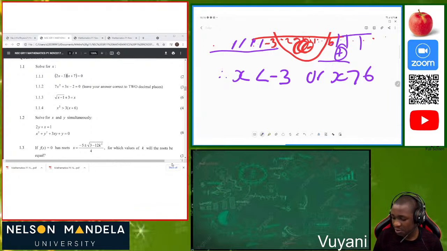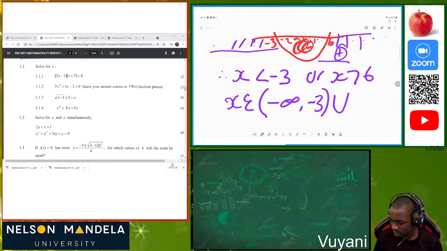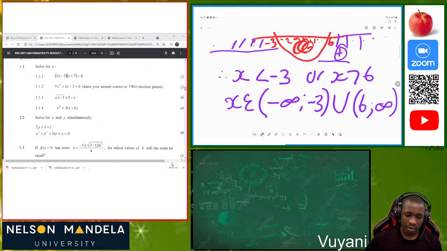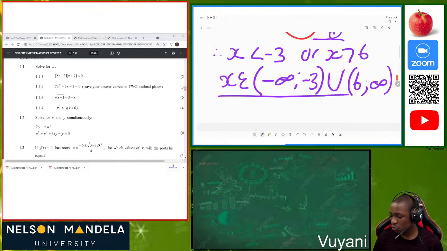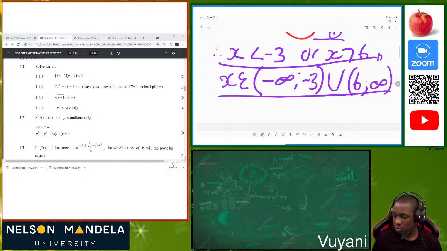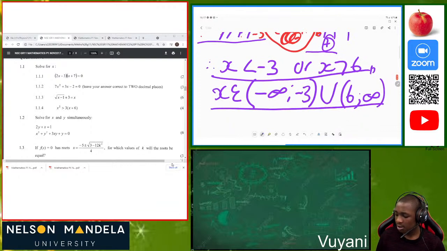Since our inequality is strict, which means the endpoints are not included, you can say that x is an element of the interval from -infinity to -3, or from 6 to infinity. These are your two answers. There's always a mark for this. It's always the case you have to do it like this, because they want to see it. That's why it's a 4-mark question. There is a mark for the final answer and for being able to conceptualize the question.